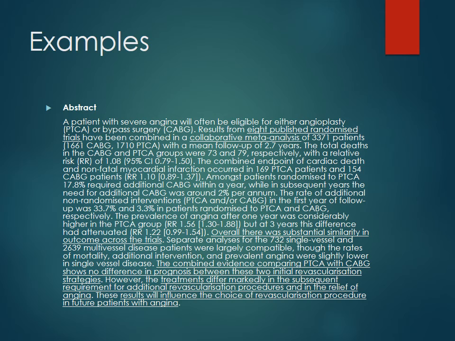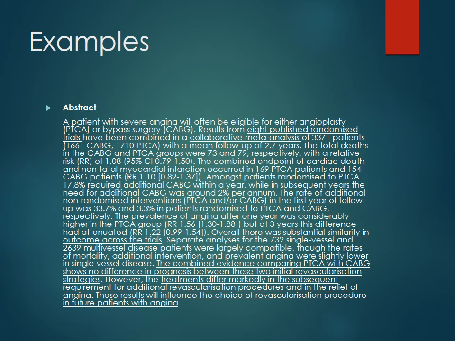So they took 8 of the randomized trials that were published out there and combined them in a collaborative meta-analysis, right? So they're able to combine all these patients, and now they have a much larger sample size to pull from, roughly 3,300 patients. As you can see there, 1,600 got CABG, 1,700 had the angioplasty done. And they had a mean follow-up of 2.7 years. One study might have been 1 year, one might have been 3 years, but they averaged them together to get roughly 2.7 years.